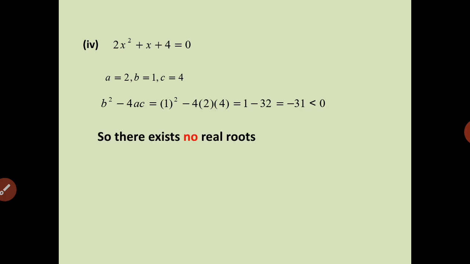Let's proceed to the last sub question. You have selected A, B, C, substitution done, and you have got a negative value for the discriminant, that is minus 31. If the discriminant is negative, there exist no real roots. Since they don't exist, we are not going to solve it further. That's all for this particular question.